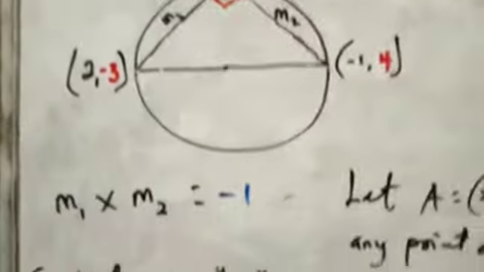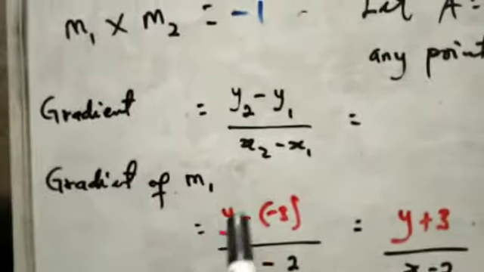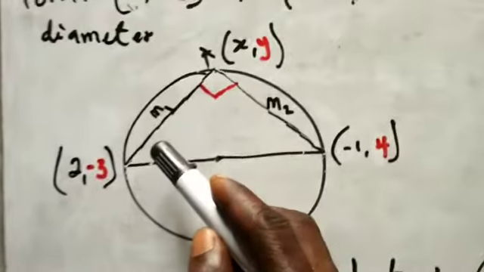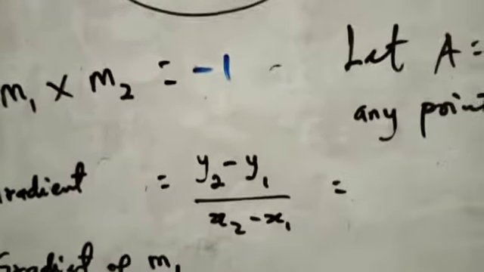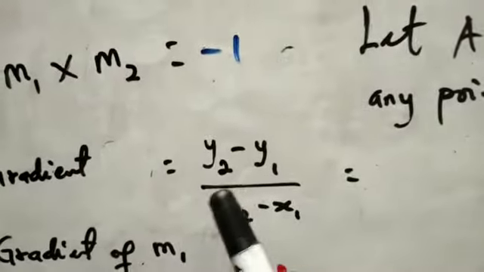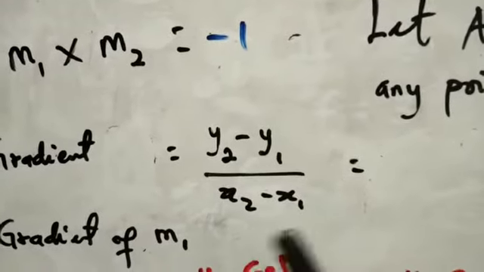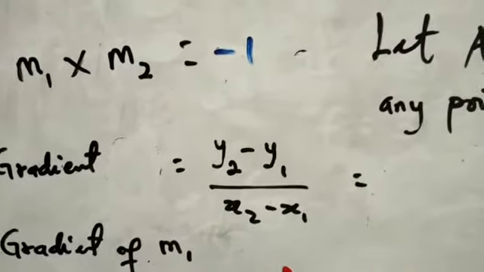Okay, now let's proceed. When you use this formula to find the gradient, the gradient m1, so I'm calling the first line m1, right? I know the definition of the gradient: y2 minus y1 divided by x2 minus x1. Is that okay? So where can you get y2? Where can you get y1? And so on and so forth.